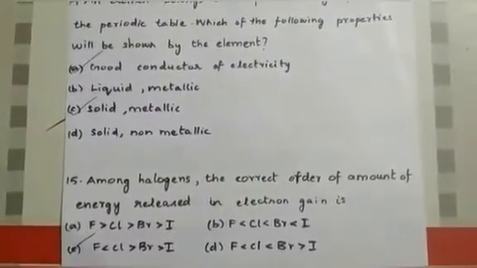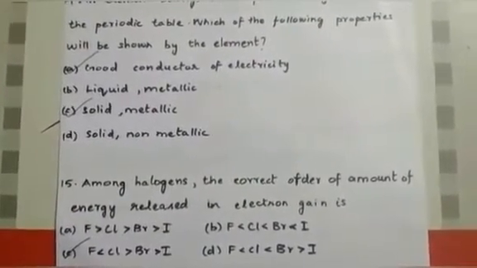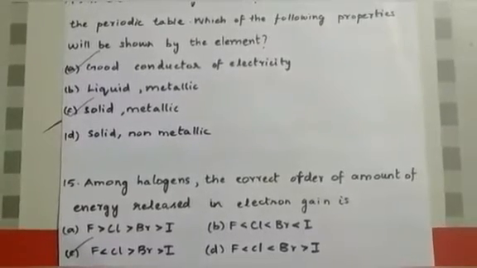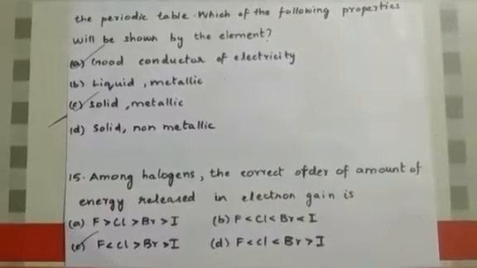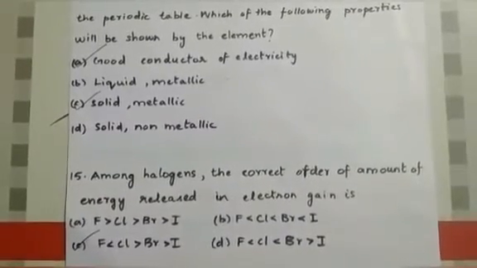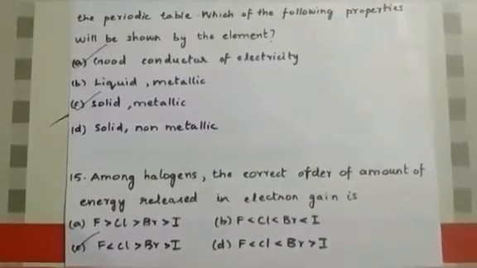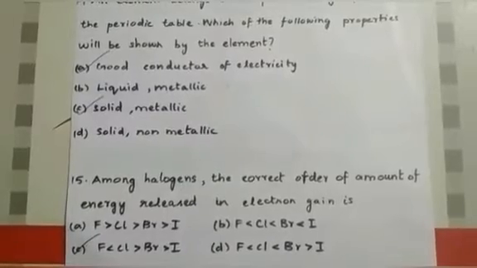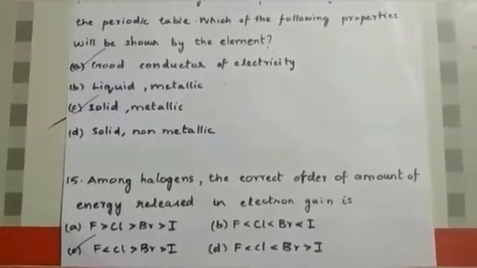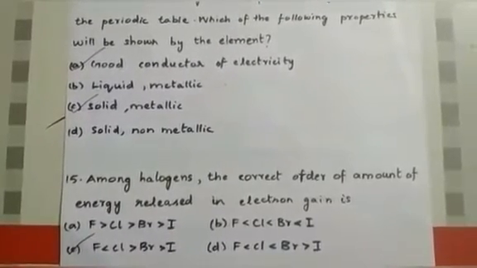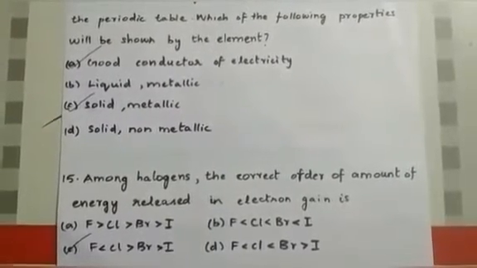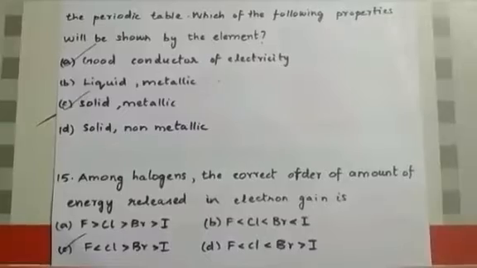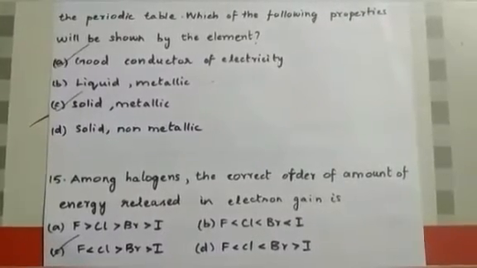15th question. Among halogens, the correct order of amount of energy released in electron gain is A. F greater than Cl greater than Br greater than I, B. F lesser than Cl greater than Br greater than I, option C. F lesser than Cl greater than Br greater than I, option D. F lesser than Cl lesser than Br greater than I.